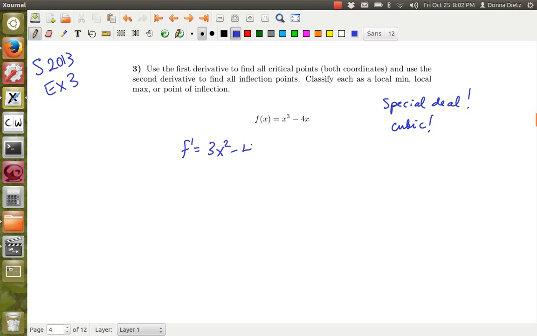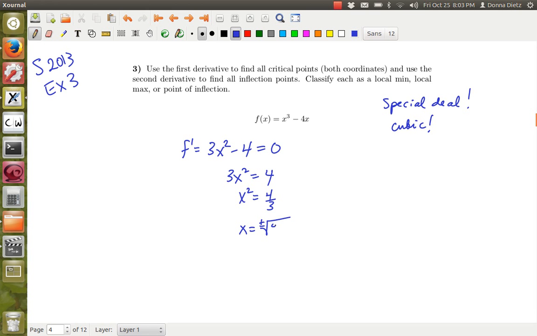So we go ahead, take the derivative, set it equal to 0, and this is just a parabola. So the vertex is minus b over 2a, and so it's actually 0. But let's say we didn't notice that. So we can just say 3x squared is 4, x squared is 4/3, and you know what, I don't actually care what the square root of 4/3 is.